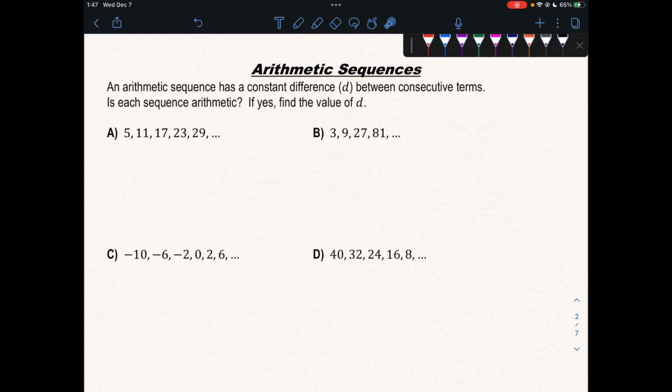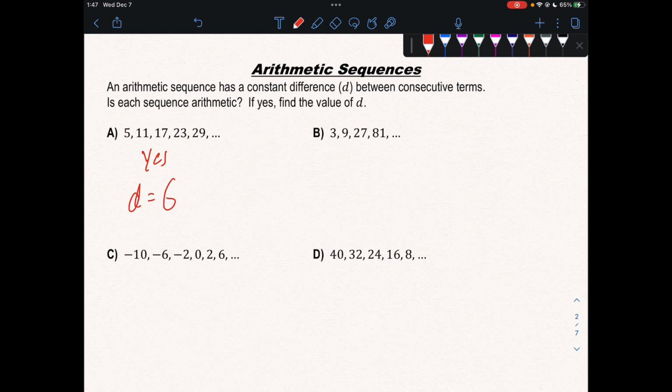An arithmetic sequence is a constant difference, which we call D, between consecutive terms. So right now, let's just look at these four sequences. Are they arithmetic? Is there a constant difference between each set of terms? Let's see the first one. Goes up by 6, goes up by 6, goes up by 6, goes up by 6. So this one is arithmetic, and the difference is 6.